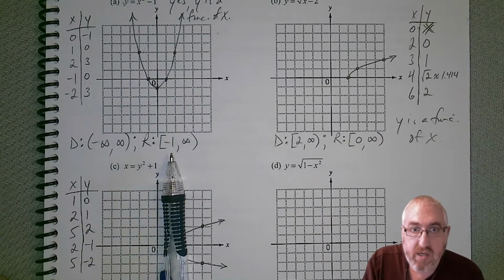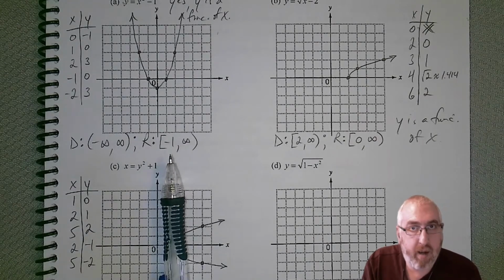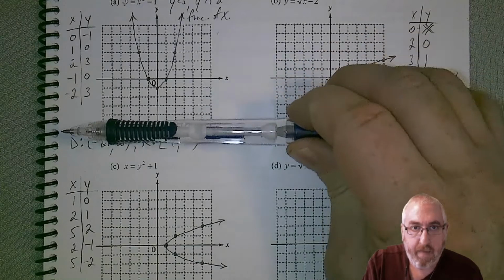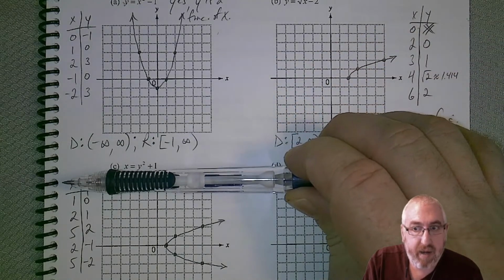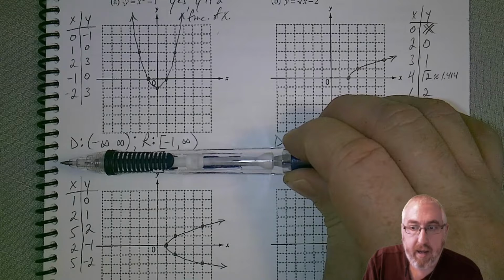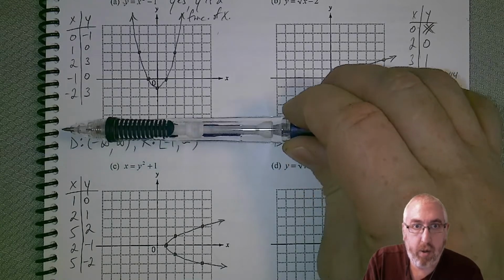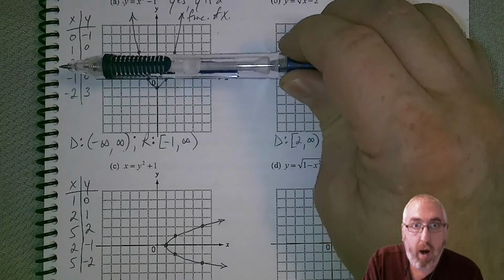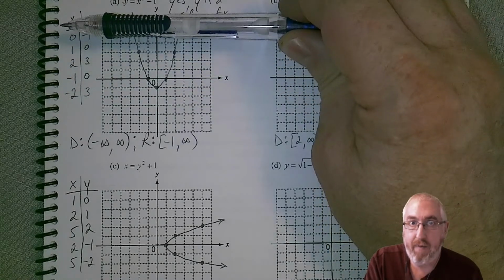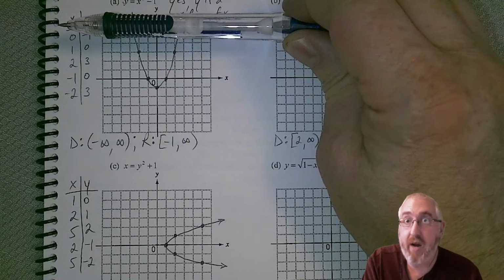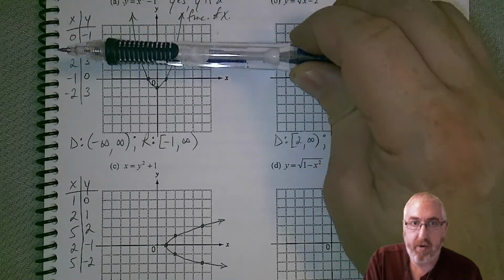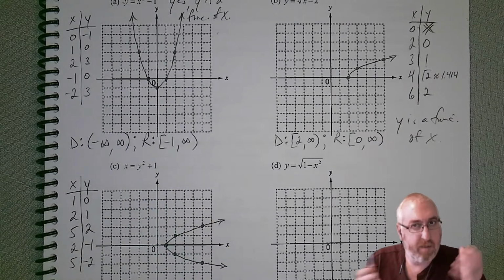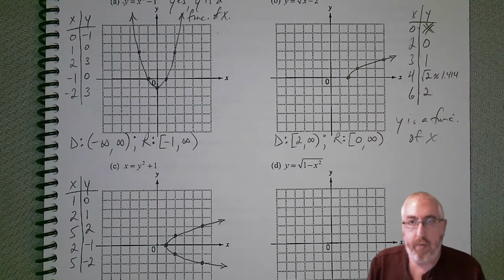But the range is limited. And how we can tell that using the same sort of trick is to use a horizontal line. If we start at negative infinity, we're not hitting anything until we get to negative 1. And then from negative 1 on, we're always hitting the graph. We don't care how many spots, we just care that we're hitting it for domain and range. So that's another trick that you can use to help just visualize that domain and range.